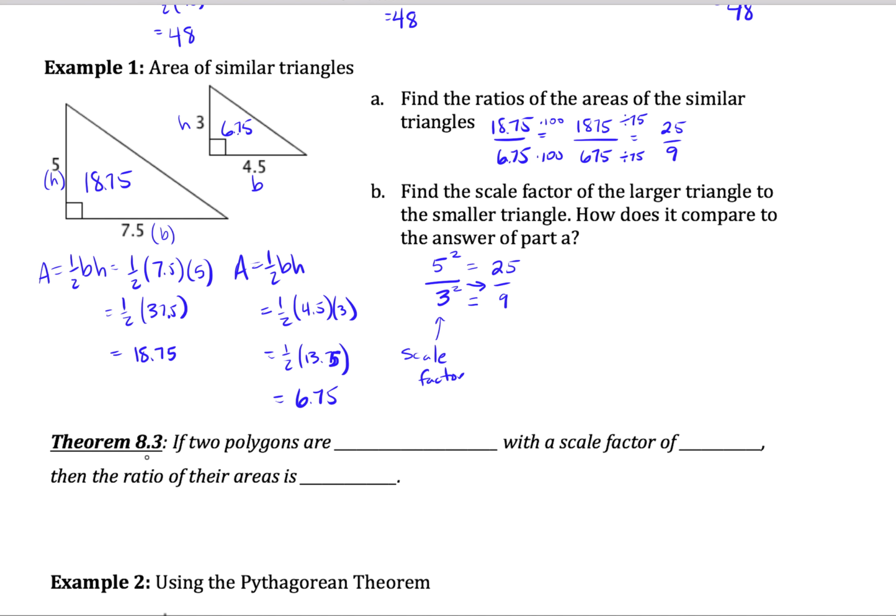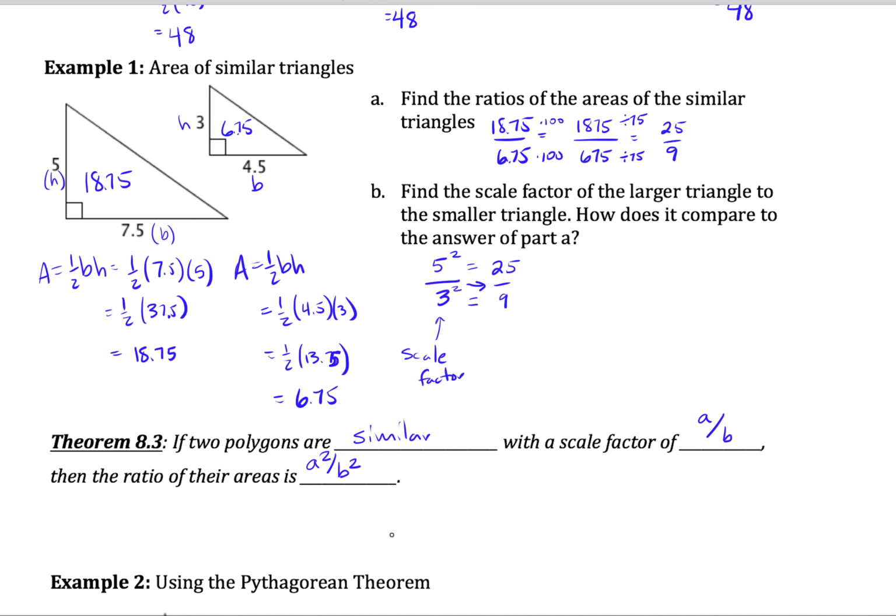And that leads us to a conclusion we can draw for theorem 8.3. It says that if two polygons are similar, like we had similar triangles up here, and they have a scale factor of A over B, then the ratio of their areas will be, well, we just figured that out. Scale factor was 5 over 3, ratio of the areas was 5 squared over 3 squared, or 25 over 9. So we can put down A squared over B squared. If the scale factor is A over B, the ratio of the areas will be A squared over B squared.